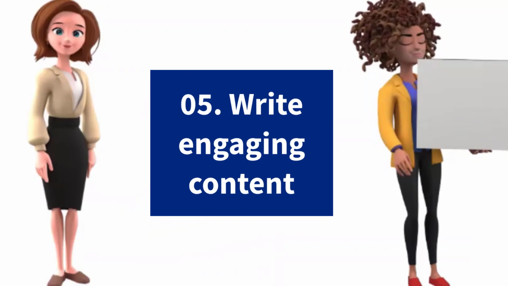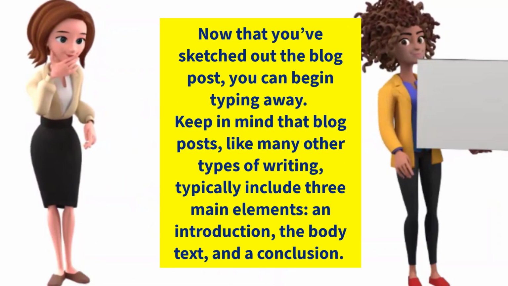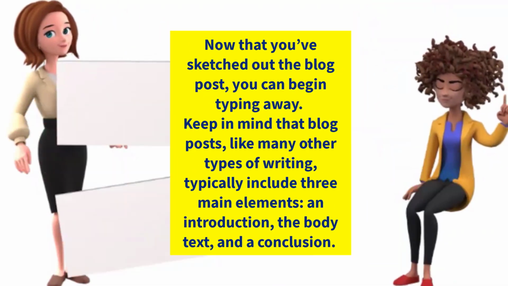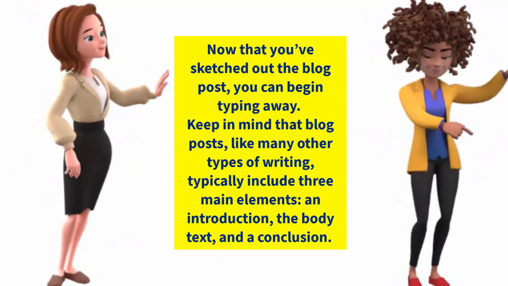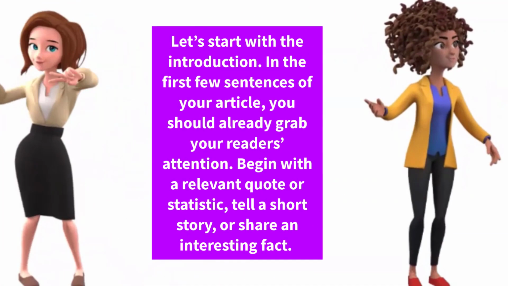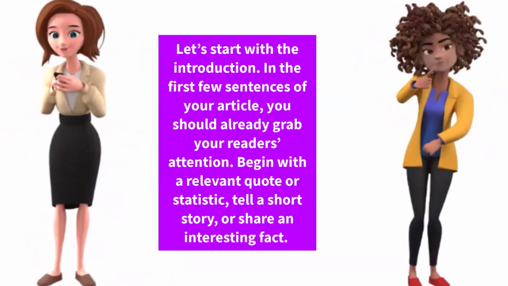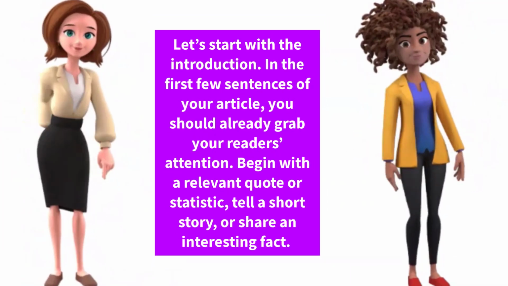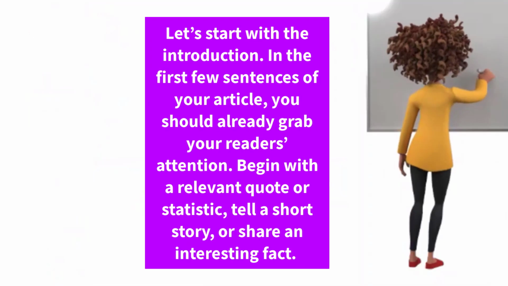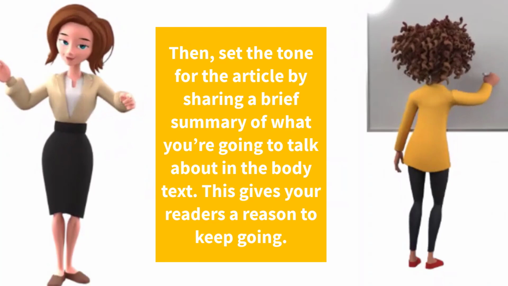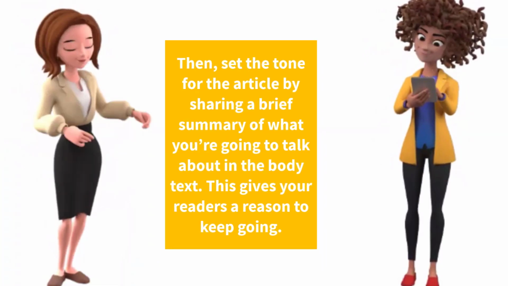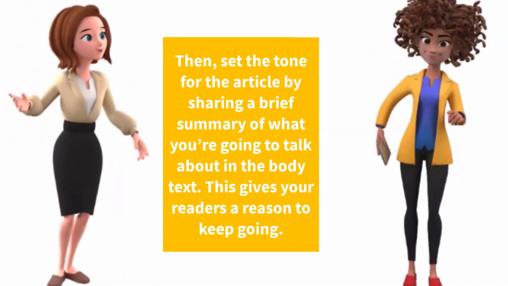Number 5, write engaging content. Now that you've sketched out the blog post, you can begin typing away. Keep in mind that blog posts, like many other types of writing, typically include 3 main elements: an introduction, the body text, and a conclusion. Let's start with the introduction. In the first few sentences of your article, you should already grab your reader's attention. Begin with a relevant quote or statistic, tell a short story, or share an interesting fact. Then, set the tone for the article by sharing a brief summary of what you're going to talk about in the body text. This gives your readers a reason to keep going.